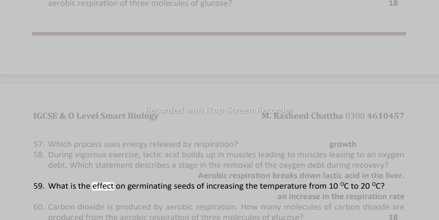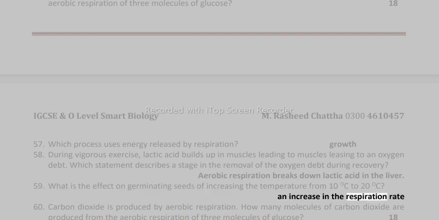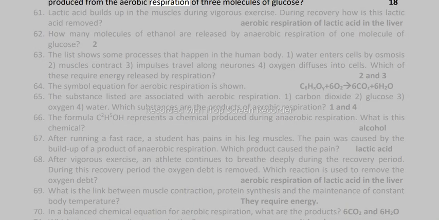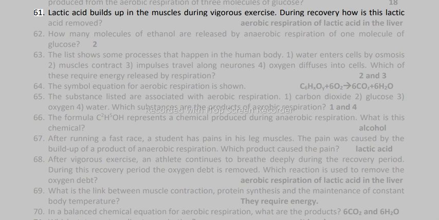59. What is the effect on germinating seeds of increasing the temperature from 10°C to 20°C? An increase in the respiration rate. 60. Carbon dioxide is produced by aerobic respiration. How many molecules of carbon dioxide are produced from the aerobic respiration of 3 molecules of glucose? 18. 61. Lactic acid builds up in the muscles during vigorous exercise.